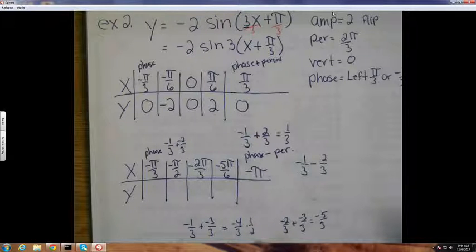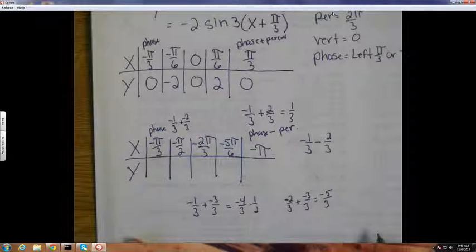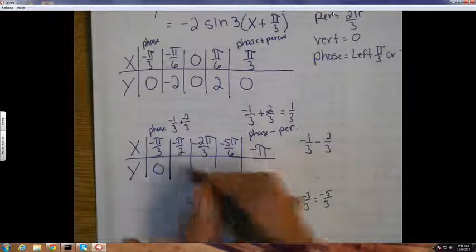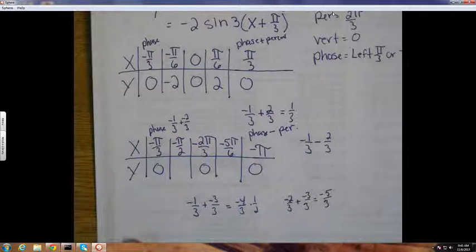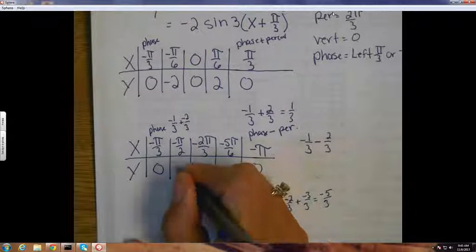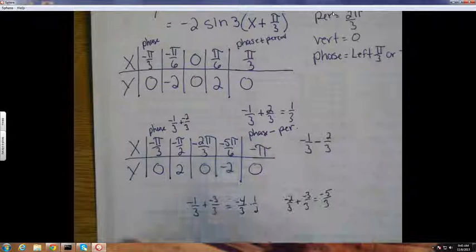Negative 5/6? Negative pi over 6. Negative 5 pi over 6? Oh, yeah, never mind. Okay. Alright, we're doing a sine with a flip. The axis values are the same. And then what do you got to remember about your max and min? Switch them. So we got 2, negative 2. Okay.